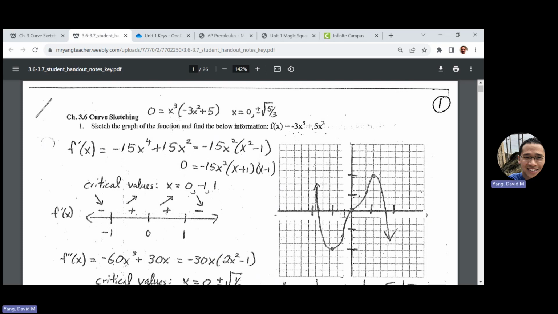Okay, so f prime, let's go through power rule. We can factor out the negative 15x squared. And we continue factoring with x squared minus 1. We have 3 critical points, so -1, 0, and 1. Some of these numbers are a little messy, so I will let you use a calculator on this next assessment.